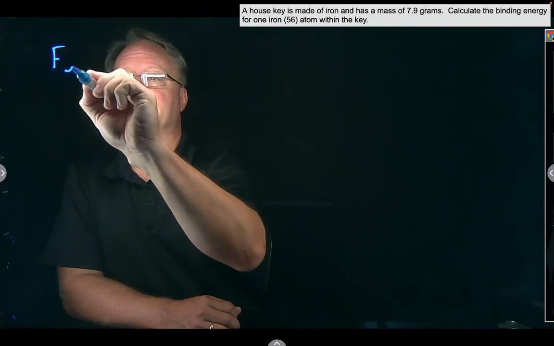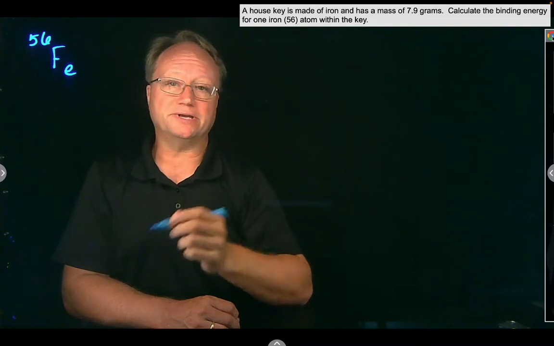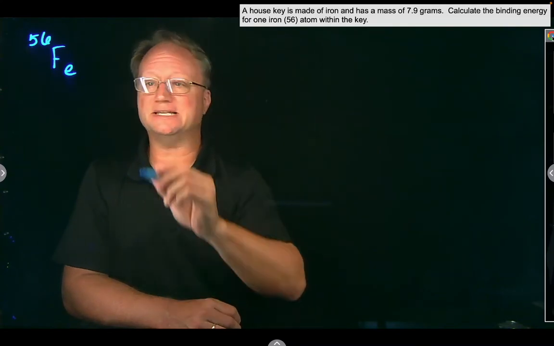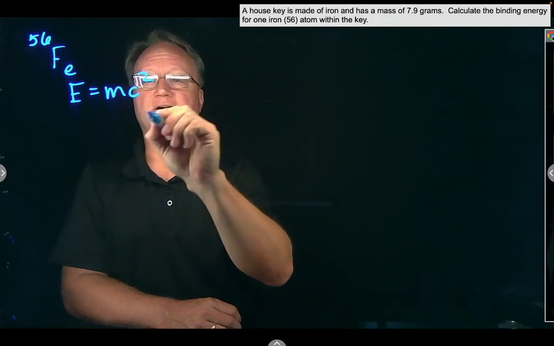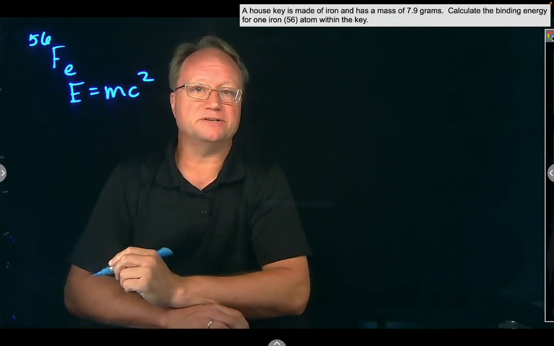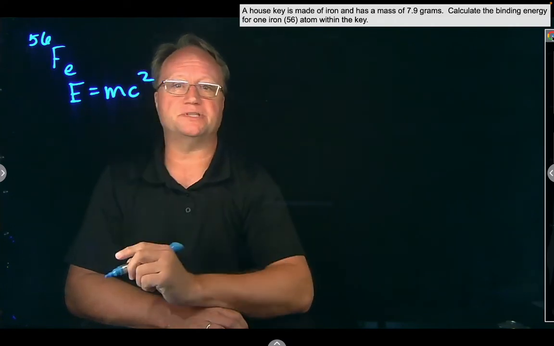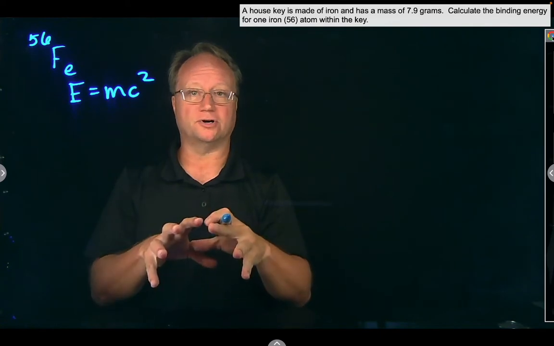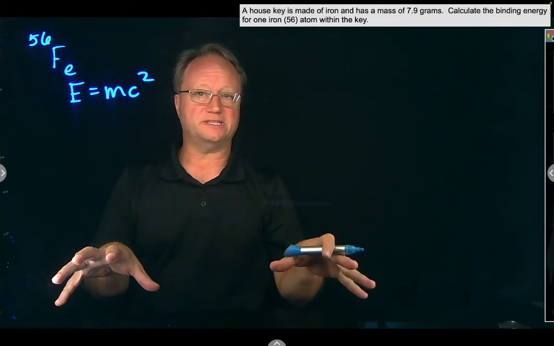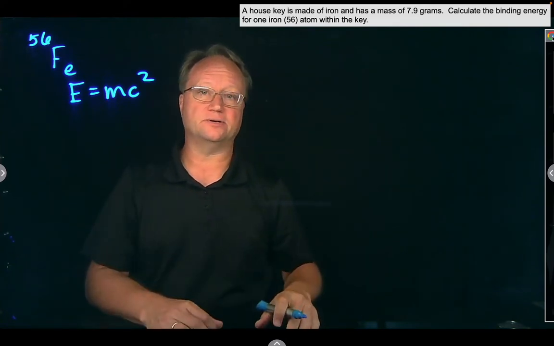So our atom is iron. It is 56. We only have one equation in nuclear, and that's E equals mc squared. Now, it all comes down to what we plug in for the mass. So if we want binding energy, what we need to think of in terms of this mass is the mass when the particles are unbound, when they're not in the form of an atom, compared to the mass when they are bound together in the atom.